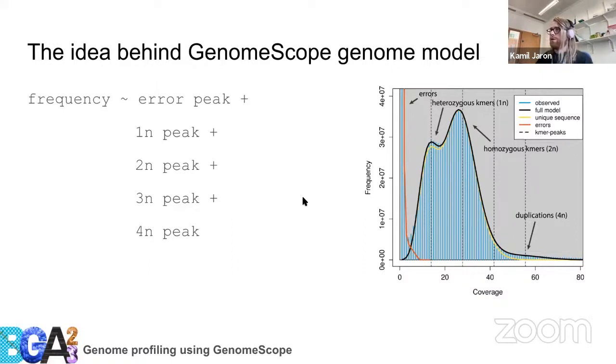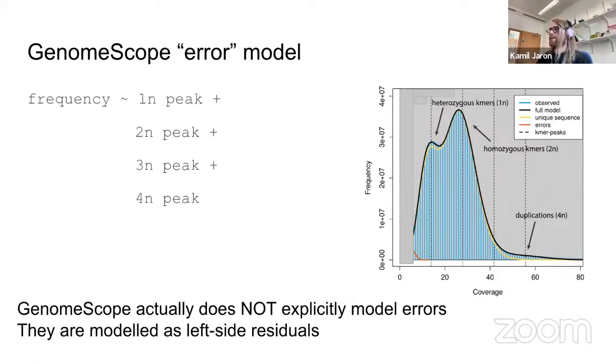So how do we do that? Let's unpack it. This is quite a complicated scenario to start with, so let's just remove the errors. As a matter of fact, GenomeScope is not really fitting the error as a peak. What GenomeScope does is gradually mask slices of the k-mer spectra and fit the model without those k-mers, simply assuming that they do not exist. It sort of empirically tries to find the best fit by pretending that the errors will be lower coverage than a certain threshold.